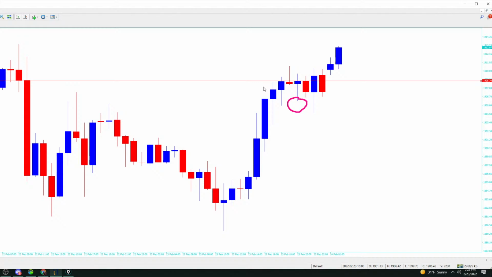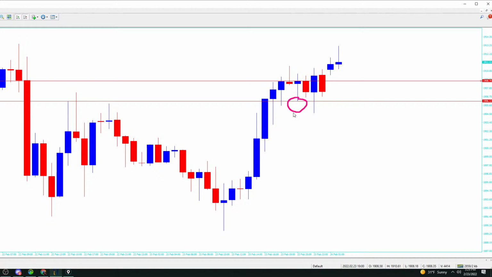Does everybody see that? Okay, so you would have gotten in at 1908. Does everybody see that? Perfect. Now your stop loss needs to be below the low of that tail. Does that make sense to everybody? So your stop loss needs to be below 1906.